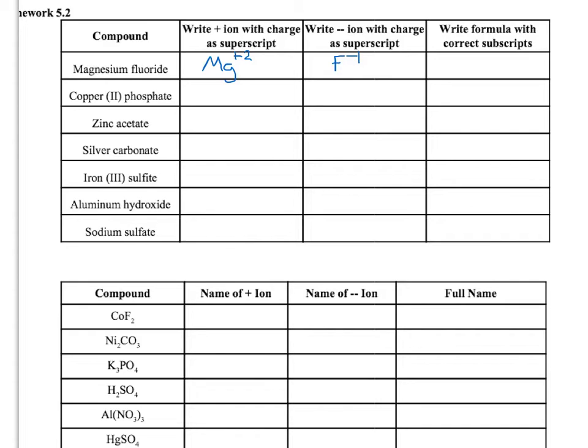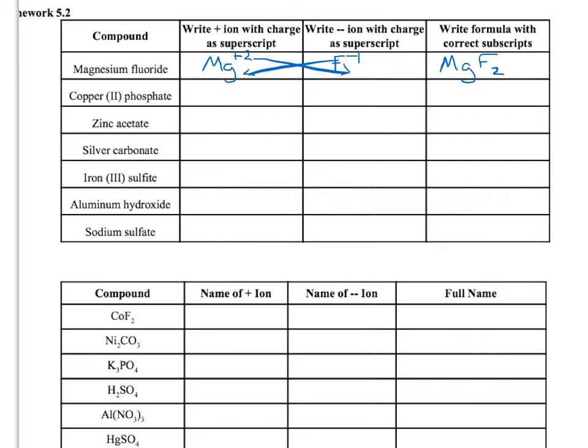Now, where it says to write the formula with the correct subscripts, this is where we have to do the crisscross thing. We have to move the 1 down there and the 2 down there. So we should get for our formula MgF2. We need 2 fluorines, or 2 -1 charges, to balance out the positive 2 charge of magnesium. So our formula there is MgF2, and that's magnesium fluoride.